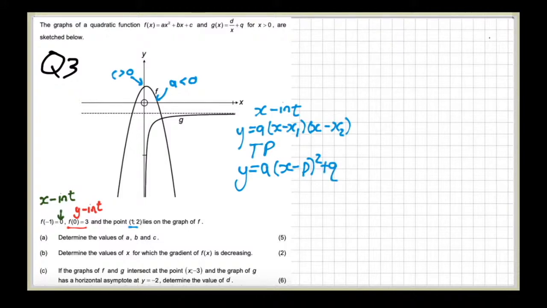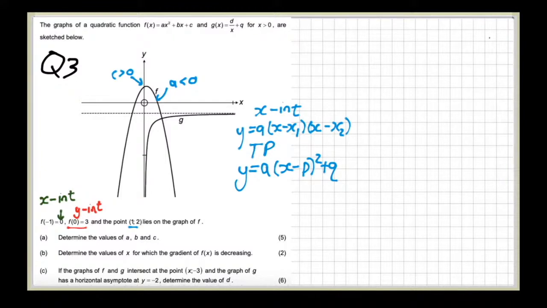But in this case, they don't give you either. They give you 3 semi-random points. They don't give me the two x-intercepts. They don't give me the turning point. So now what? Now I'm kind of running out of options. So what I'm going to suggest is when you run out of suggestions, just jump into it. Substitute points in and look where you can actually go.